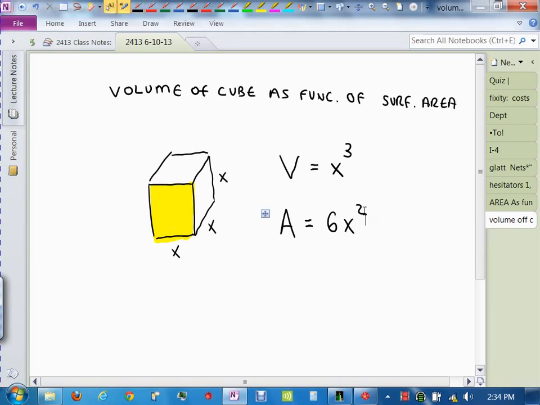So what I need now is a final formula that gives me the volume as a function of what, though? Surface area. I need to somehow connect the volume and the surface area together. So how are you going to do that?